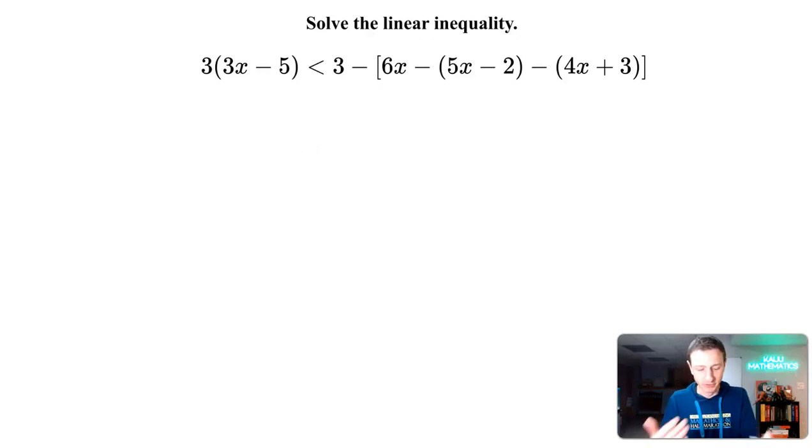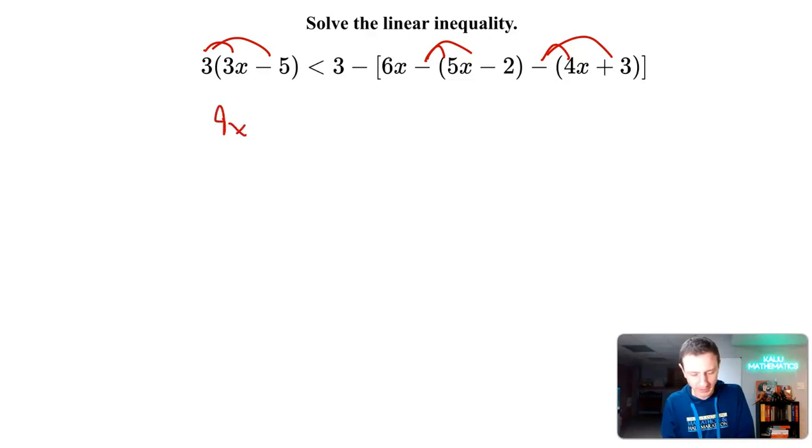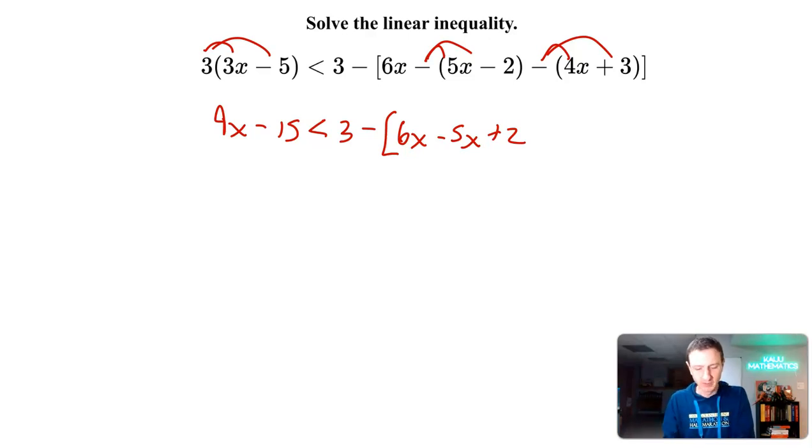So let's just solve. I see brackets, I see parentheses, I see a lot of things happening. Within the brackets, I can distribute that negative, and I can also distribute the 3 over here. So 3 times 3x is 9x, minus 3 times 5 is 15, less than 3 minus. I'm not going to try to do too much at once, but this becomes 6x minus 5x plus 2, because I distributed the minus, so negative 5x, and negative times a negative is positive 2, minus 4x minus 3.